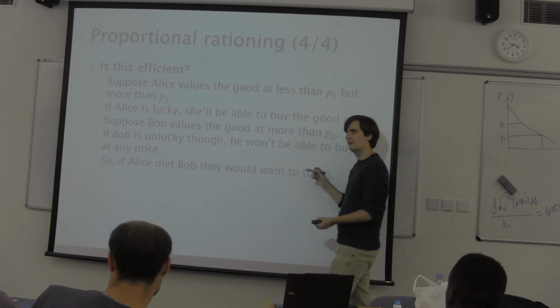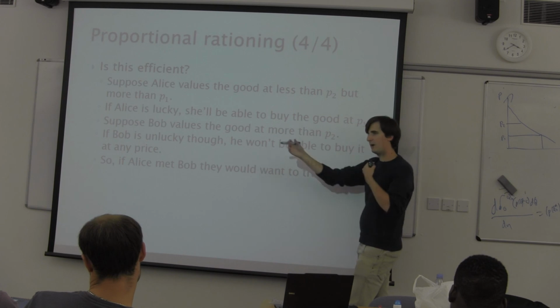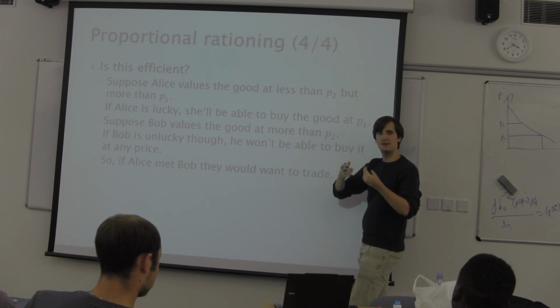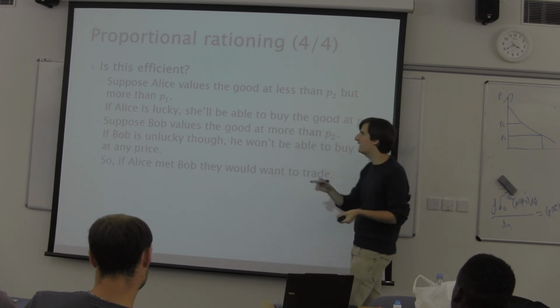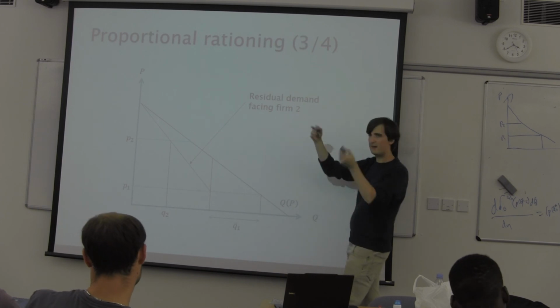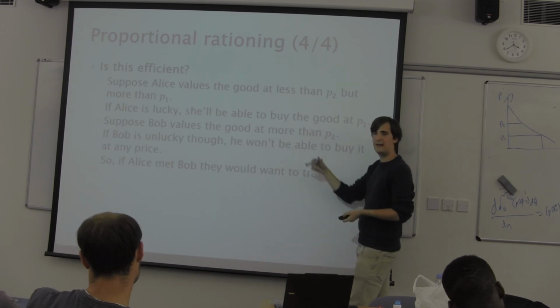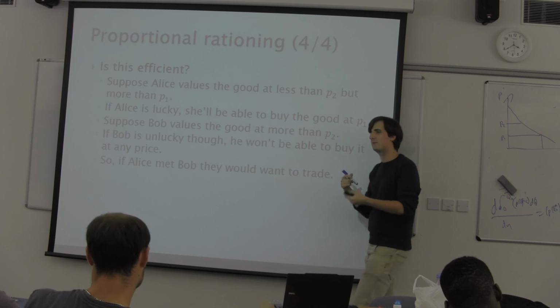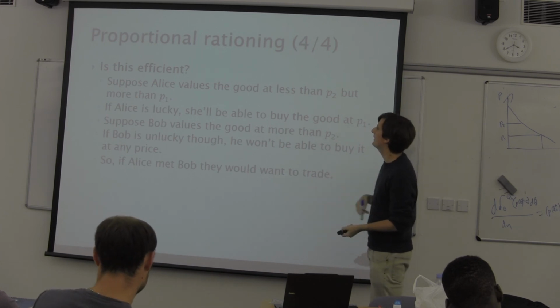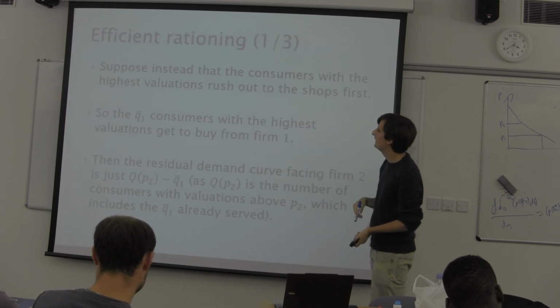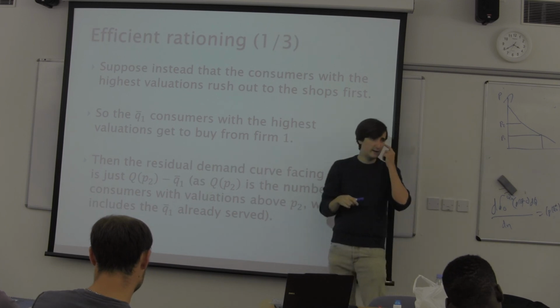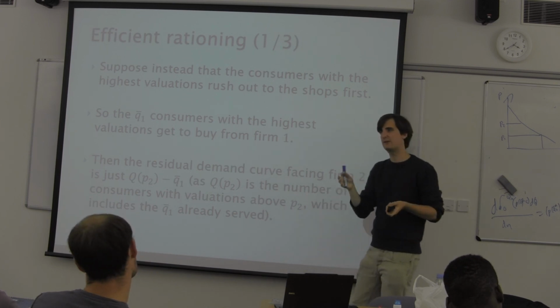So the fact that there are people with gains from trade means that it can't be efficient. Even after all of this buying and selling has taken place, there are still some gains from trade left on the table. So this type of rationing can't be efficient. If we want to get efficient rationing, we have to change the assumptions slightly.